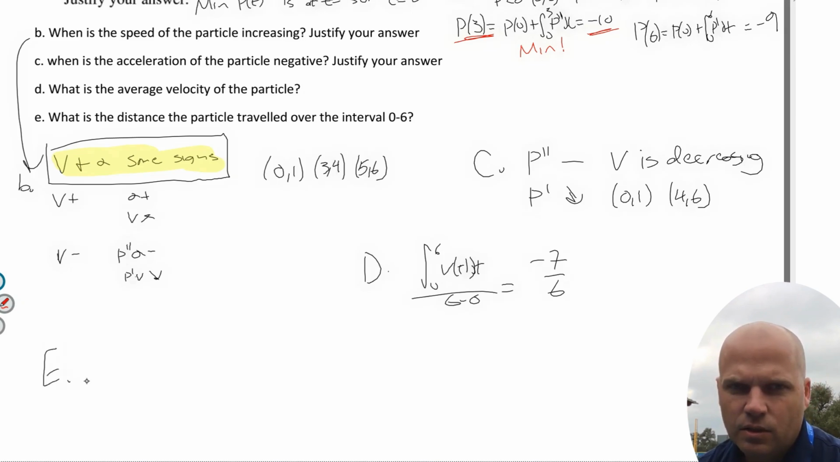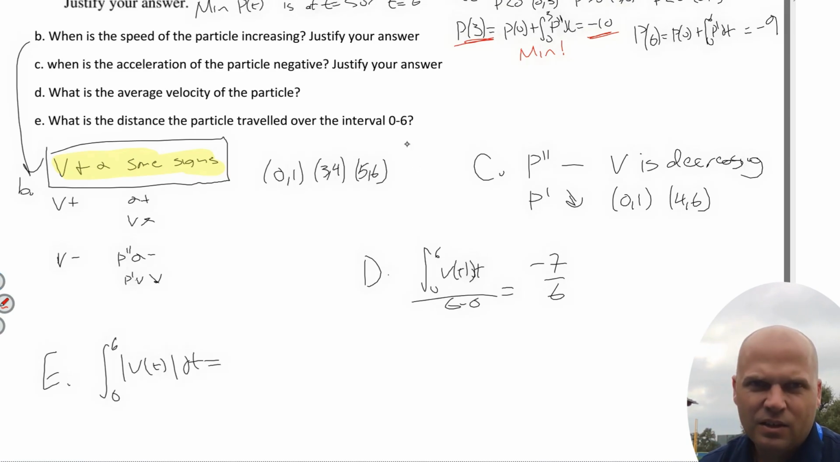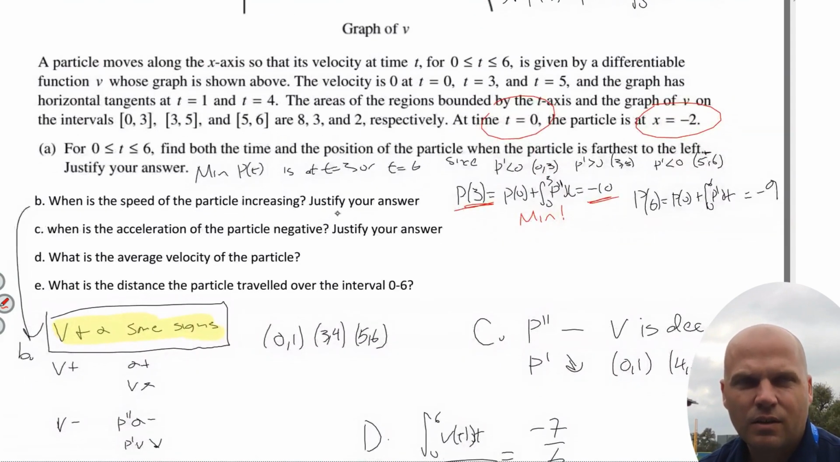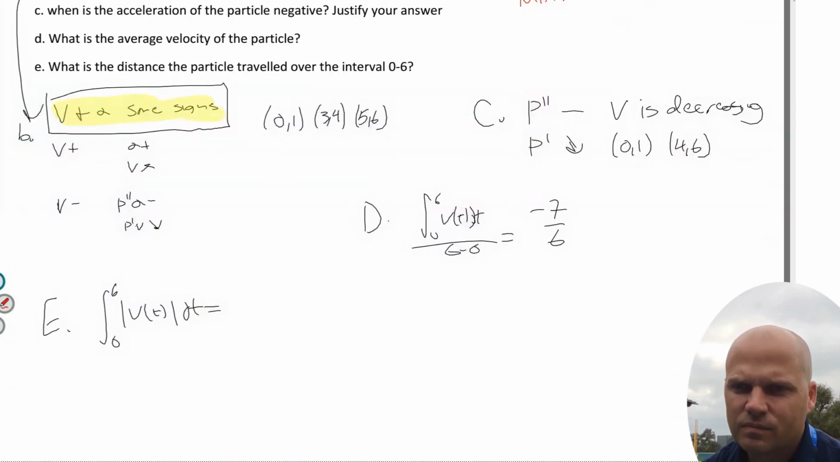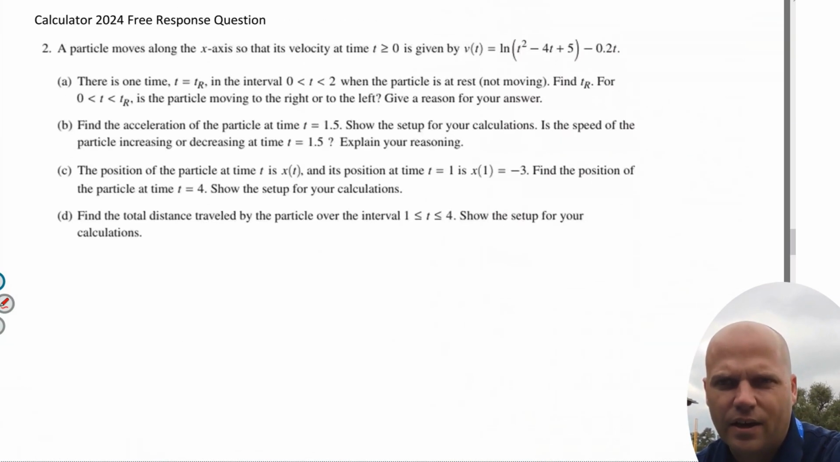What is the distance? Well, you could say that you're accumulating the absolute values of your velocity. This is just like work that has to be shown. I know you could just get the answer, but you're required to do a little bit more. And you got 8 plus 3 plus 2, which is 13. Cool. All right. Let's do another calculator, then another no calculator.